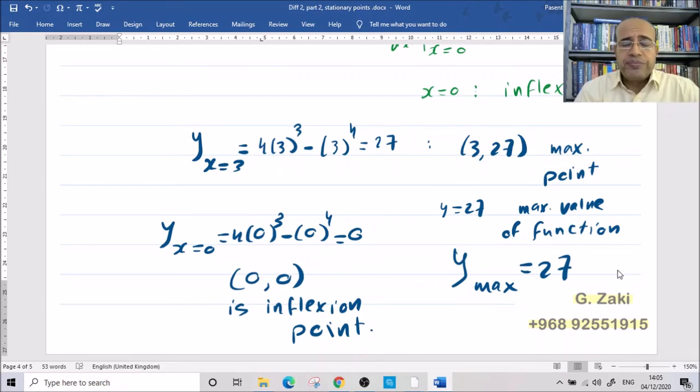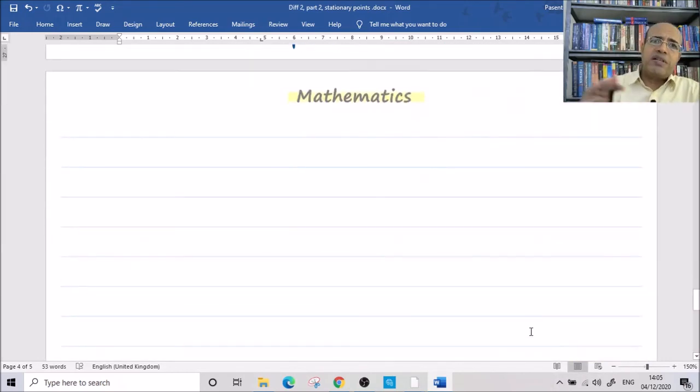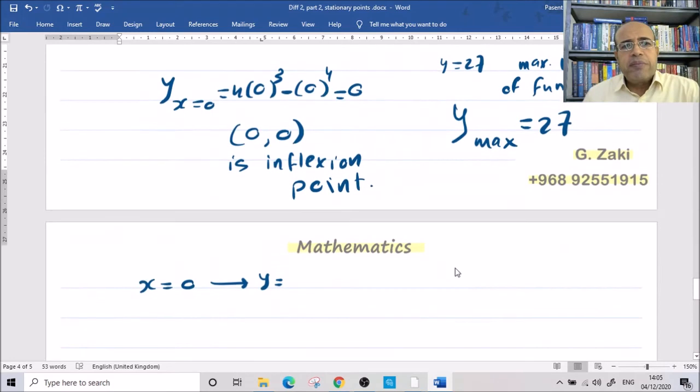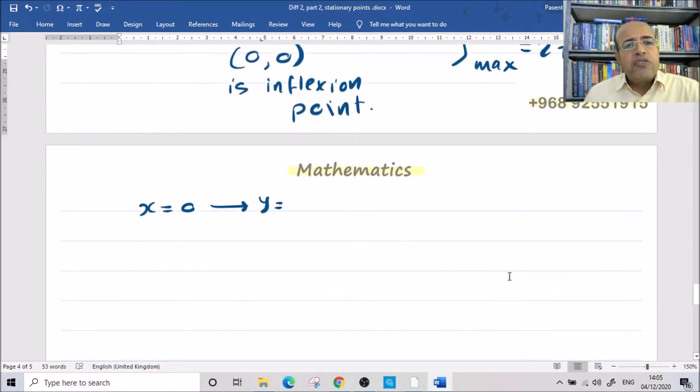Sketch the curve. Sketch means we need the important points. What are the important points? First, we find the points of intersection with the axes. So we put x equals 0 and we find the value of y. When you replace x by 0, the value of y equals 0. So the point of intersection of the curve with the axis is (0, 0). So the first point is (0, 0).